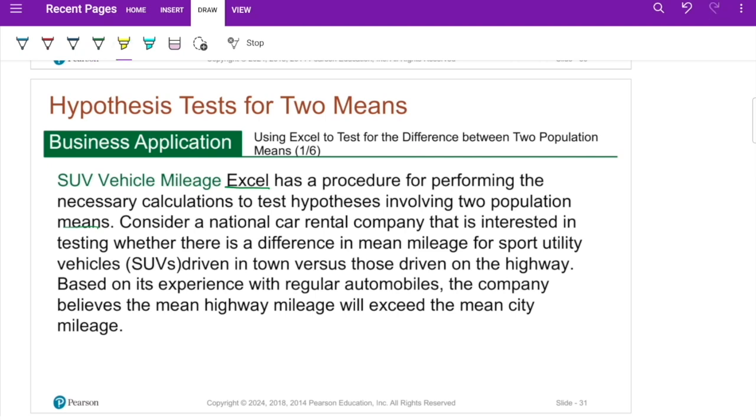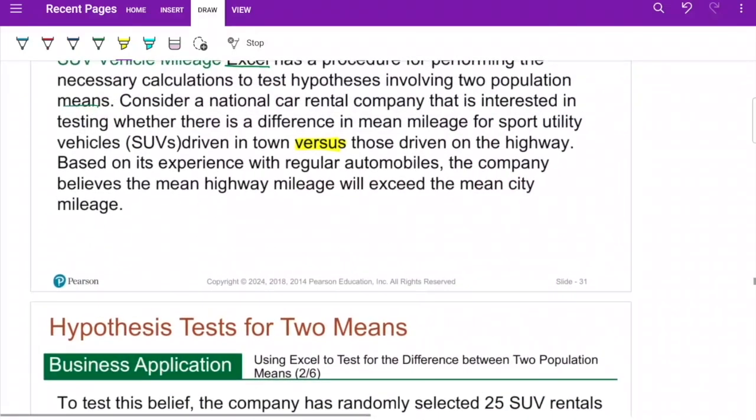So consider the example: a national car rental company that is interested in testing whether there is a difference in mean mileage for a sport utility vehicle (SUV) driven in town versus those driven on the highway. So we are comparing two things: the mean mileage for the SUVs driven in town versus the mean mileage for the SUVs driven on the highway. So we will have the data. The company believes that the mean highway mileage will exceed the mean city mileage. This is my alternative hypothesis.